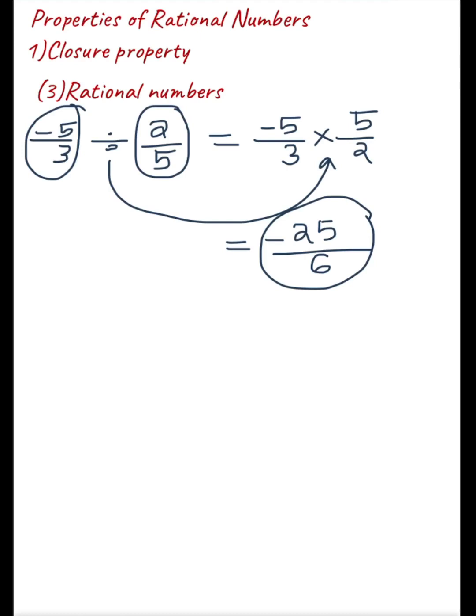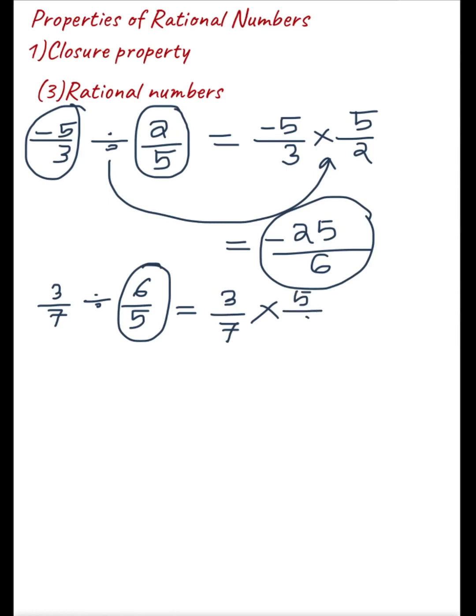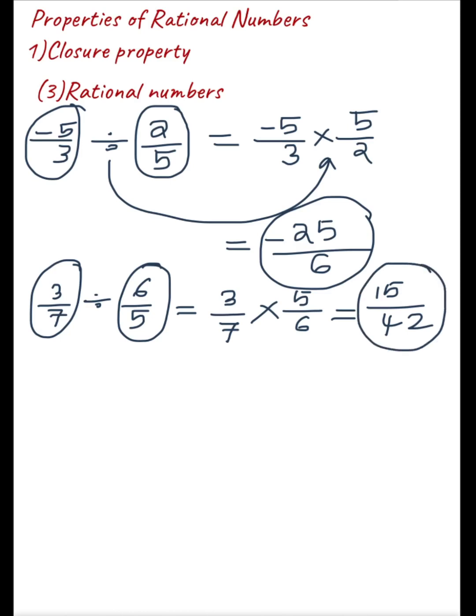Now let's take any other example. 3 by 7 divided by 6 by 5. Here you can see that for 3 by 7, instead of division you can put the multiplication sign. Then what is the reciprocal of 6 by 5? It's 5 by 6. So what will be the answer? 3 into 5 is 15 and 7 into 6 is 42. So the answer is 15 by 42. Here also you have taken two rational numbers, 3 by 7 and 6 by 5, and divided them, and the answer is again a rational number, which is 15 by 42. So here also you can say that rational numbers are closed.